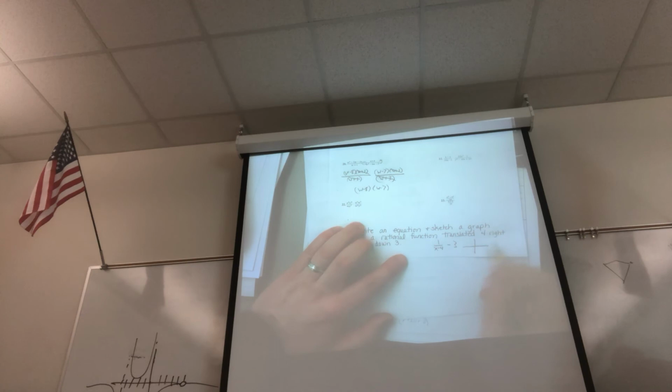And the graph would look 4 to the right, 1, 2, 3, 4. Down 3, 1, 2, 3. There's my asymptotes. That's the intersection. And it goes like this and like this.